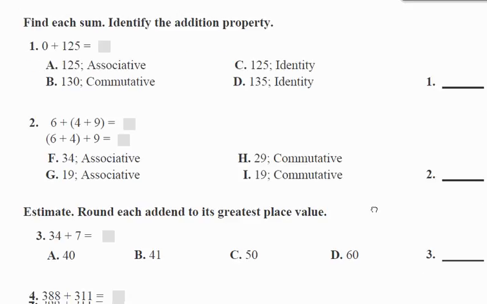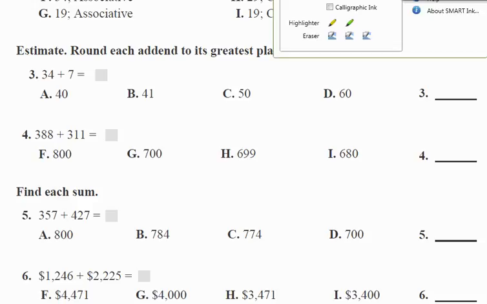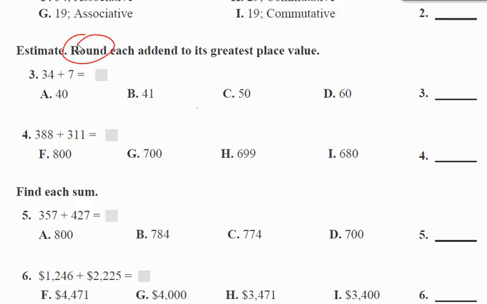All right? If I look at 3 and 4, what do I have to do first? Round. Here's the key word right here, round. I have to round first. Okay? 34 rounded to nearest tens would be 30. And 7, is it closer to 10 or 0? 10. Just add 10.